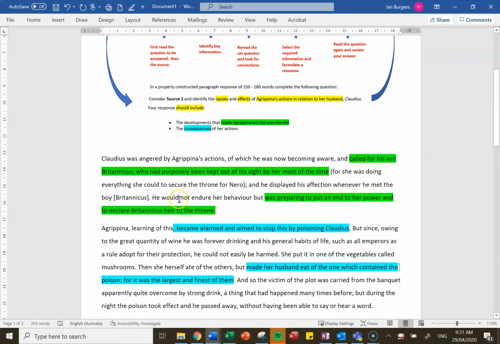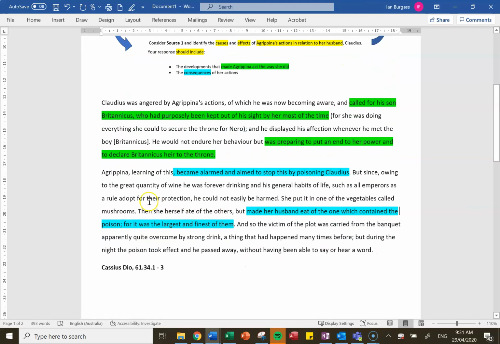Okay. He, Claudius, would not endure her behaviour, Agrippina's, but was preparing to put an end to her power and to declare Britannicus heir to the throne. So Claudius is awake to her and he's now going to act to work against her. So Agrippina's plans to put Nero on the throne are under threat. So Agrippina, learning of this, became alarmed and aimed to stop this by poisoning Claudius.